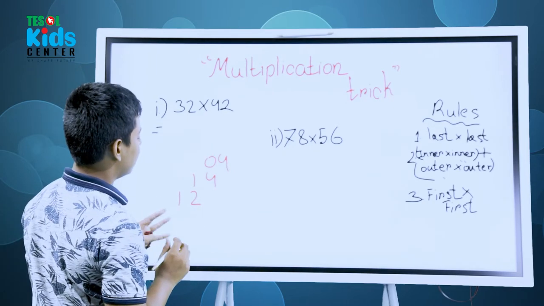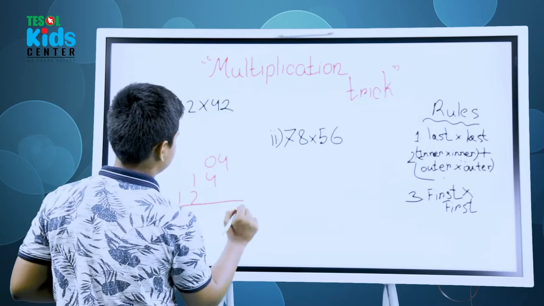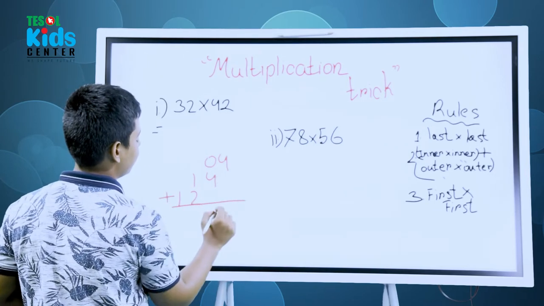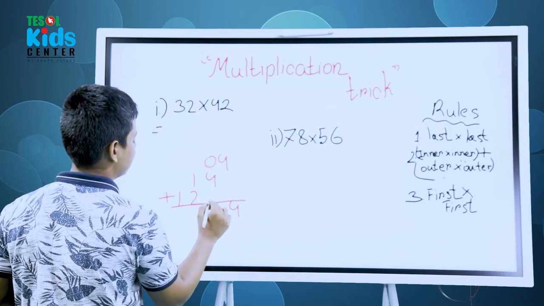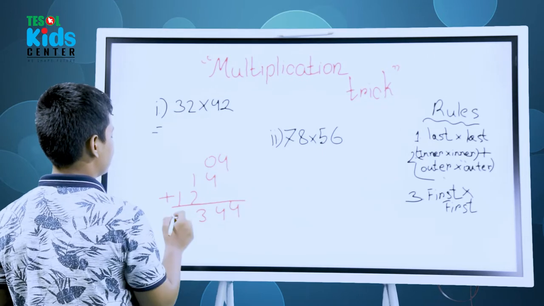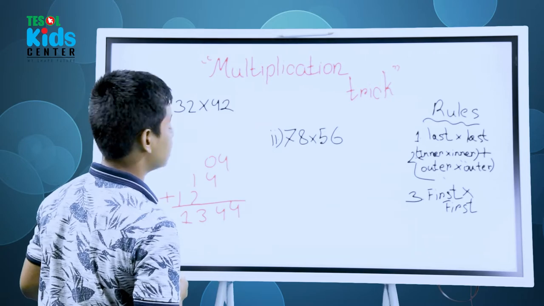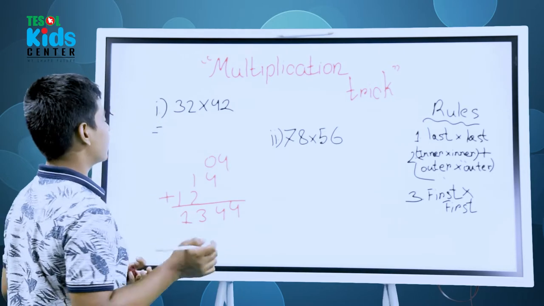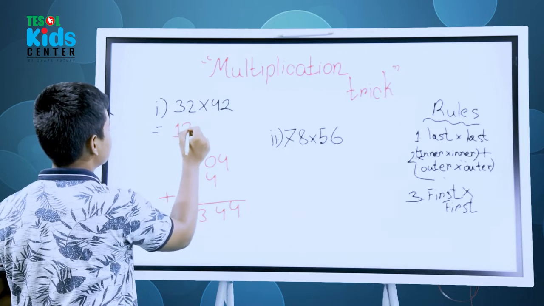Just look carefully how I put the digits here, one by one. Then we will just add it. 4 with nothing, only 4. Then 0 plus 4 only makes 4. 2 plus 1, 3. And the 1 makes only 1. So as a result, it comes 1344. You can also look into your calculator and check whether it is correct or not. But I'm sure that it's correct.